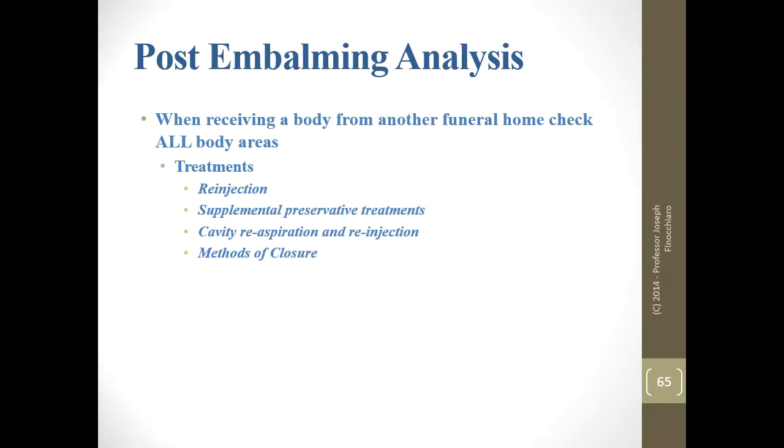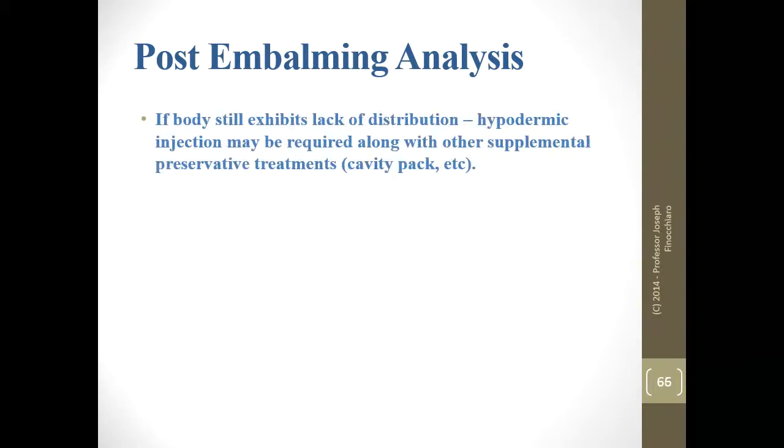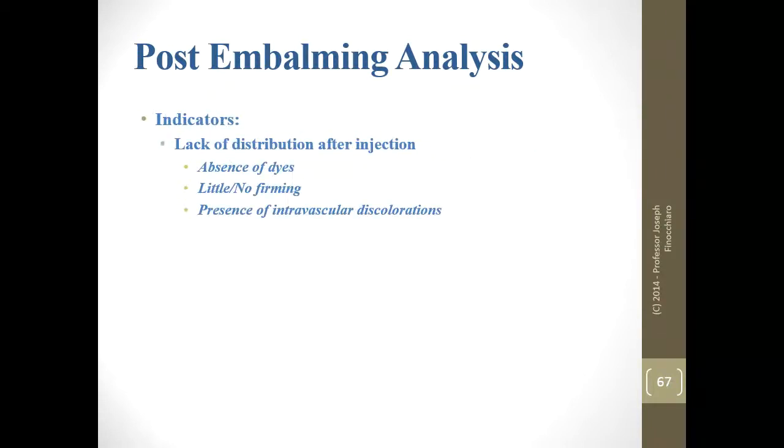And then consider your treatments: re-injection, supplemental preservative treatments, cavity reaspiration injection, new methods of closure. If the body still exhibits a lack of distribution after you're done, you may have to go in sectionally first. If that doesn't work, then you break in the hypodermic as well as cavity packs, etc. So your indicators, kind of a no-brainer.